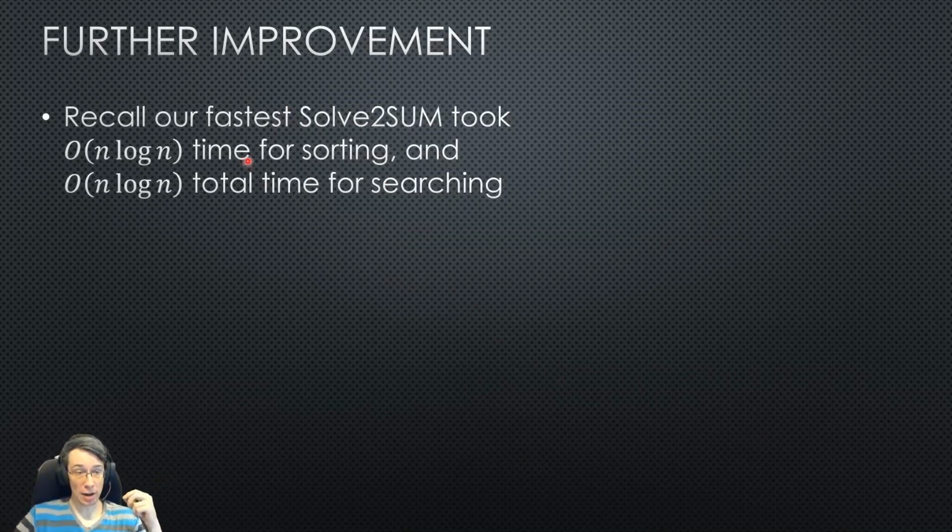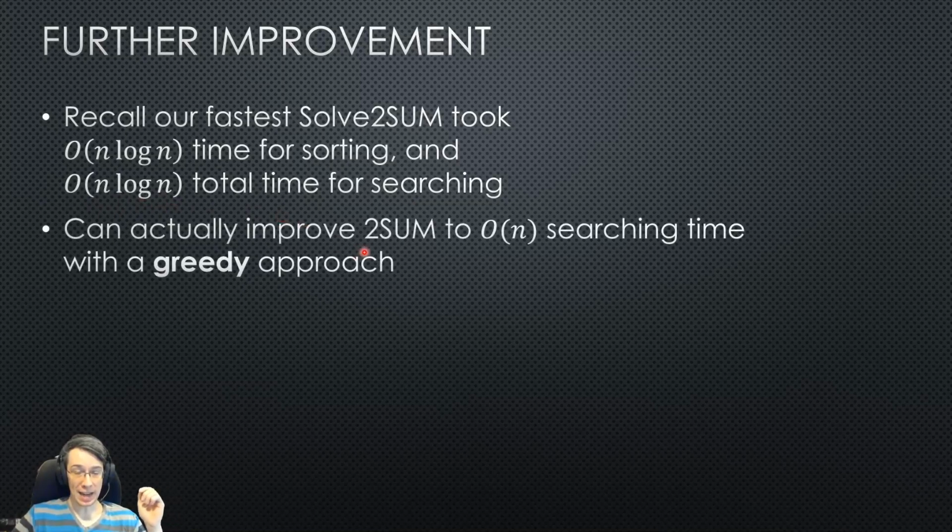Well, recall that our fastest solve2sum solution we've seen so far had a sorting step that took theta n log n time, and then the searching step took theta n log n time over all the different i values, right? Because for each i value, we were doing a theta log n search. Now we can actually improve 2sum's searching time to theta n time total, not theta n log n time over all the searches, but theta n time total, so linear time. And then that would leave us with this sorting time we have to contend with still. But anyway, we can improve the searching time.